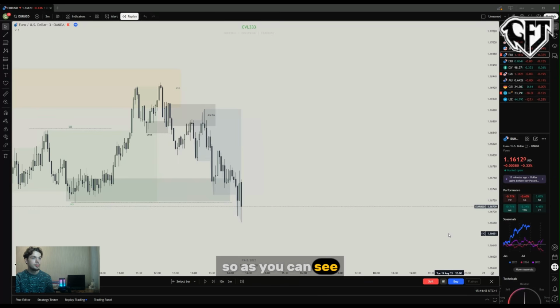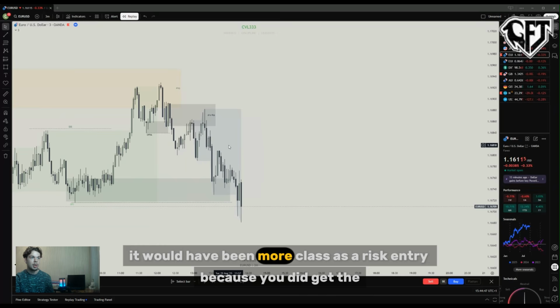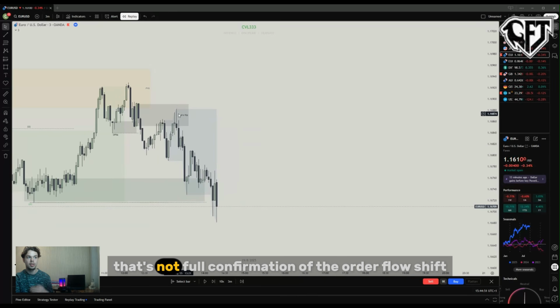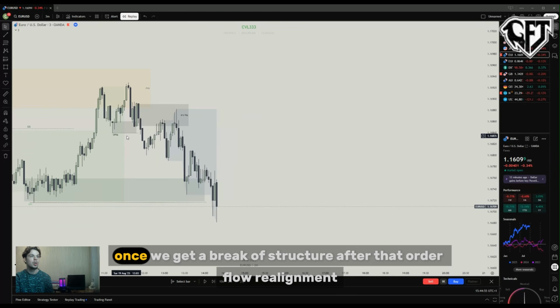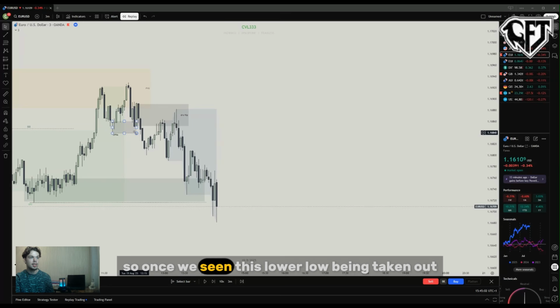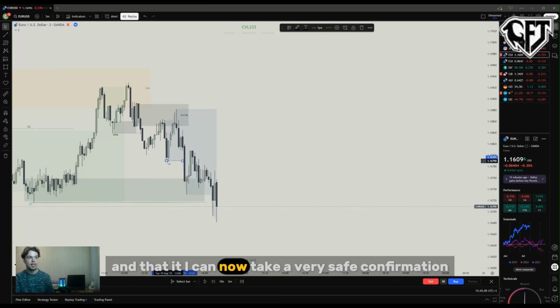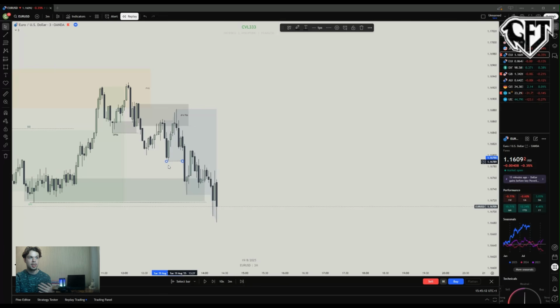So as you can see, a really nice trade entry would have been from this demand to supply flip. It would have been more classed as a risk entry because although you got the order flow realignment, that's not full confirmation of the order flow shift. It's just an indication. Once we get a break of structure after that order flow realignment, that then confirms that the market is bearish on this 3 minute. So once we've seen this lower low being taken out, this confirmed that the 3 minute had fully shifted bearish for me, and that I can now take a very safe confirmation high probability trade setup.